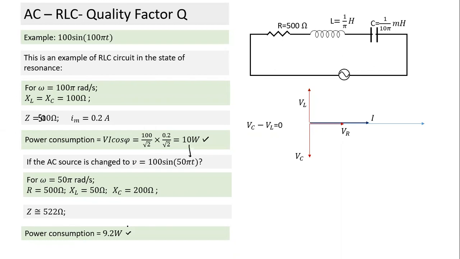Is this understood? Suppose I use a term: what is the sensitivity of power consumption to the frequency of the source? Do you understand this term? If I use a word something like, what is the sensitivity of power consumption to omega of source?